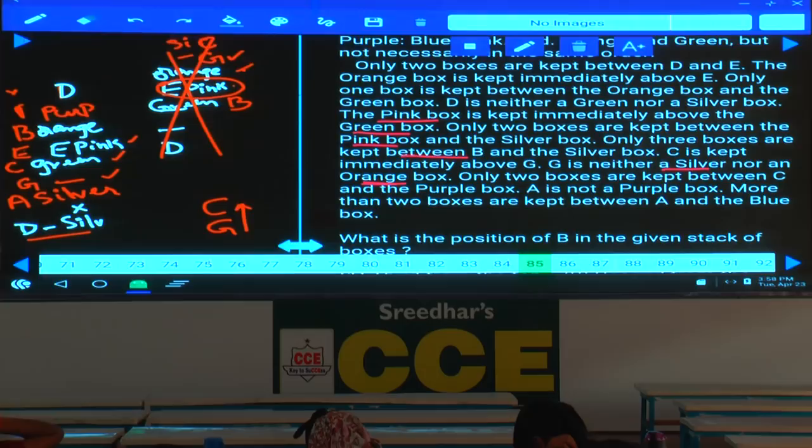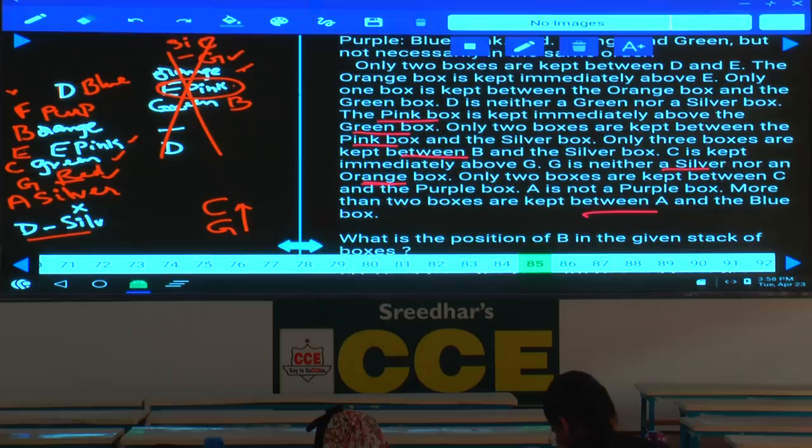And more than two boxes are kept between A and the blue box. Between A and blue, more than 2 means it can be 3, 4, 5 and so on. Hence, blue cannot be G, because if G is blue, then between A and blue there is no box in between, that is not possible, because we should have more than 2. Hence, blue must be this D. And what is the color left over here? Red is the color left over, and this G is red.